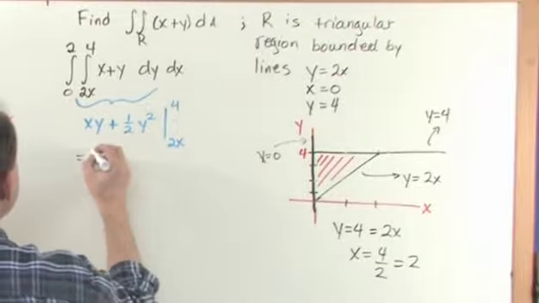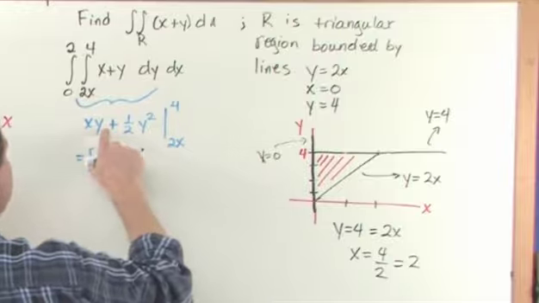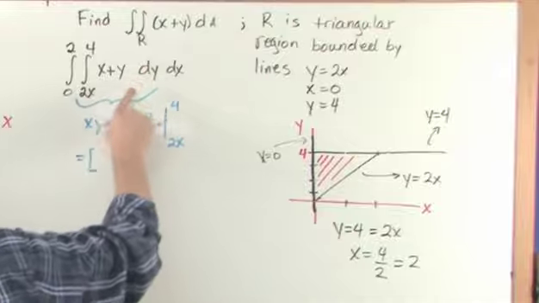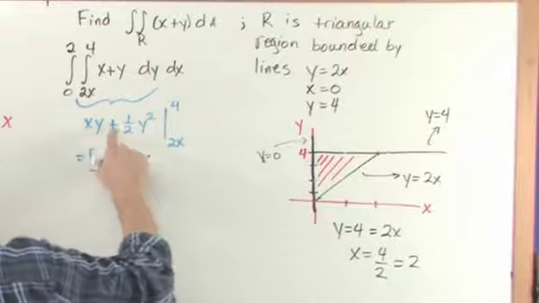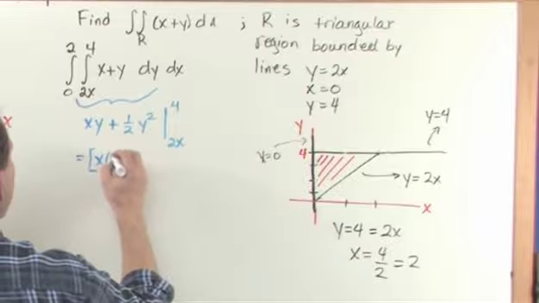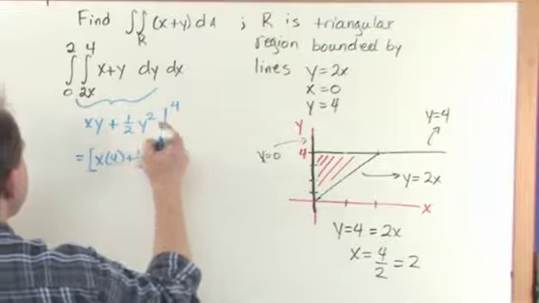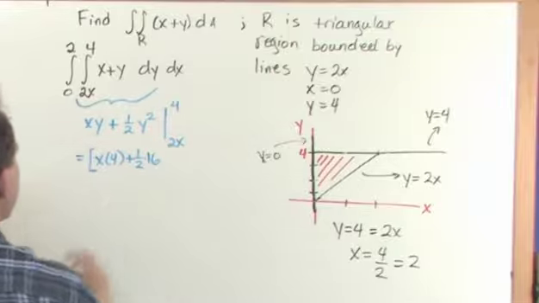Okay, so what I'm going to have here is plugging into y, by the way, because I integrated along y, so when I evaluate the limits of integration, I'm only going to plug into the y's. So I'm going to have x times y is equal to 4 plus 1/2, 4 squared is 16. I'm going to put 16 right there.